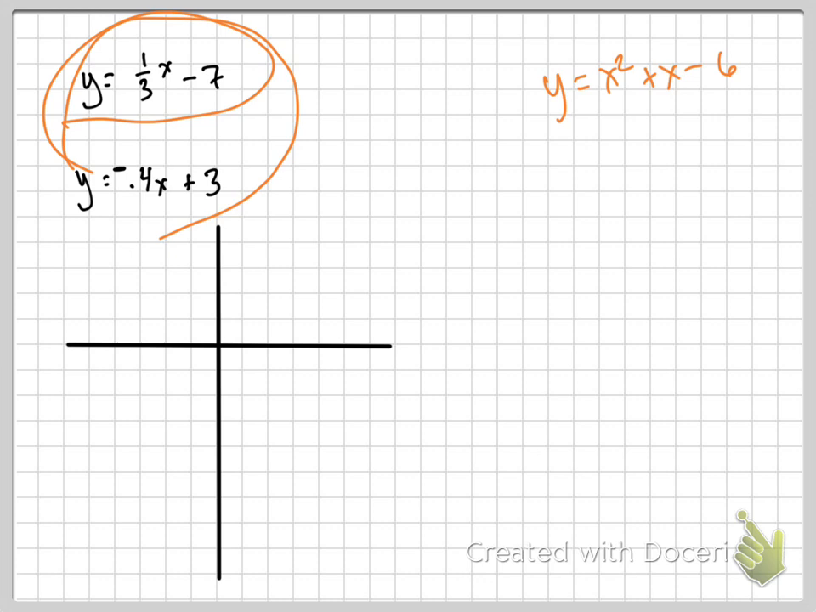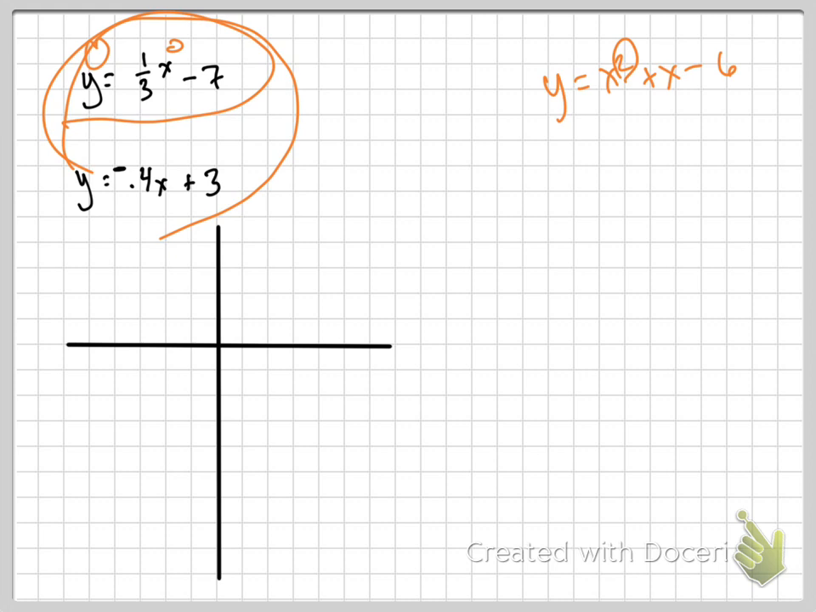If the only exponents are 1, then it's a line. Even though you can't see it, what's this exponent? A 1. What's this exponent? A 1. Then it's got to be a line, no matter what. As soon as you start changing the exponents, you change the shape of the graph. Okay? Absolutely.